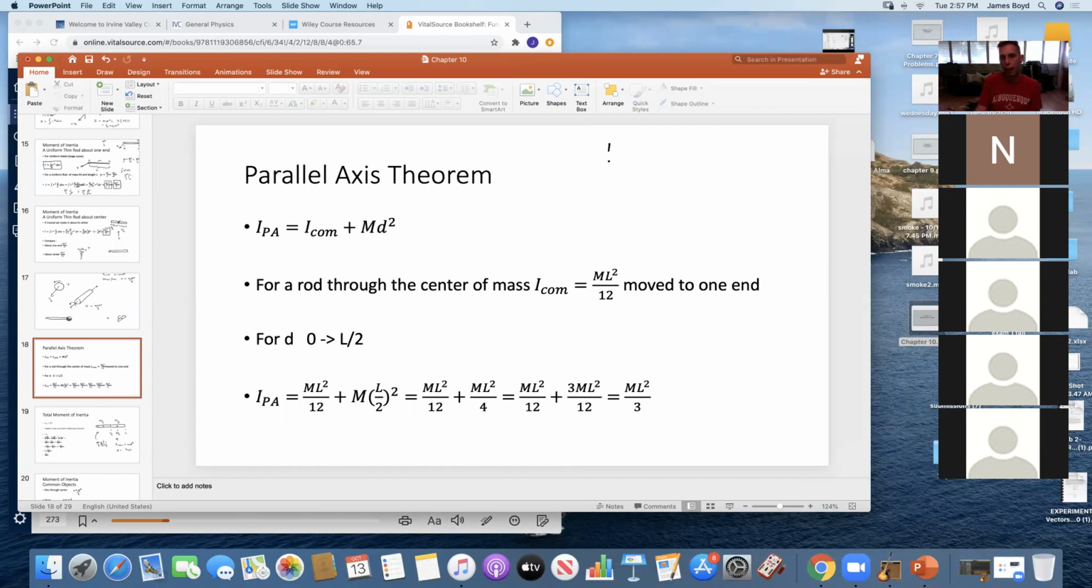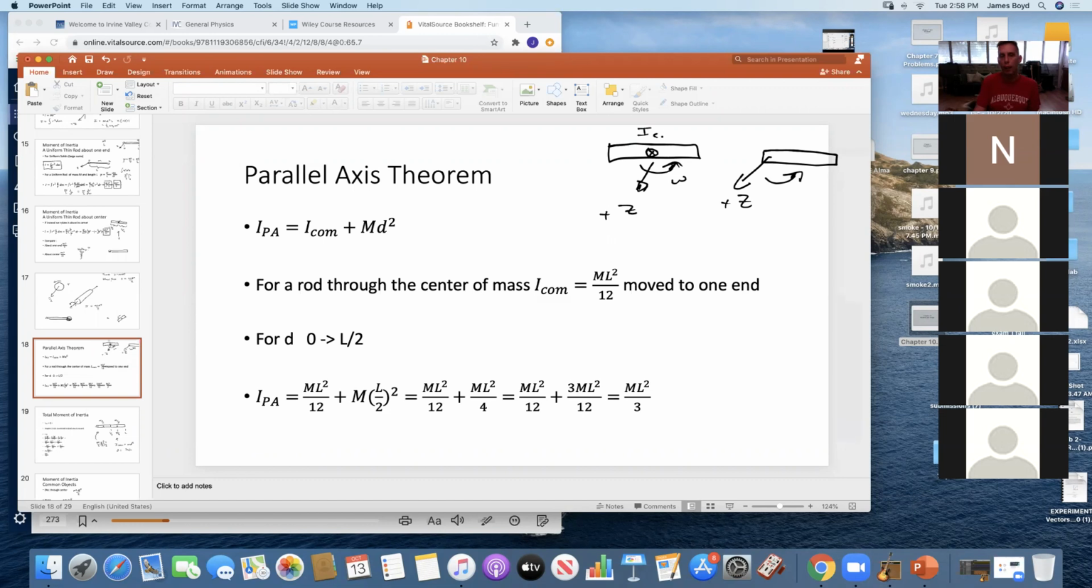I already said that I had a rod rotating about its center. This is Z, this is omega. This thing's spinning around. I can actually move the axis of rotation to any parallel point as long as I don't change the direction of the vector. So what I'm going to do is move it instead to one end. So now I'm rotating about one end, and I'm going to use that to figure out what the moment of inertia about one end is.